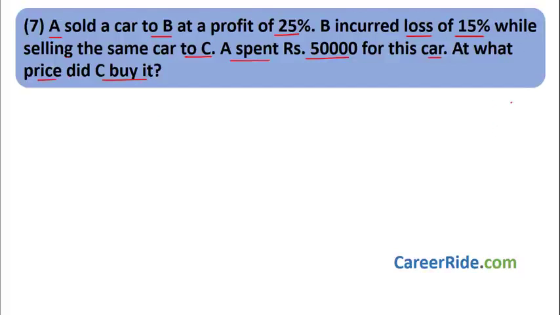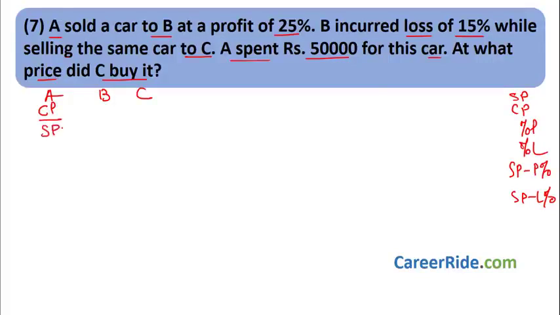Now we know the common terms which are used in profit and loss, that is selling price and cost price. Then we'll have the profit percent, profit, loss, and all that stuff. Okay, and we also know the formula for selling price when we have the profit percent, and selling price when we have the loss percentage. Now over here there are 3 people, A, B and C. A sold a car to B. A bought a car at some price, say cost price, okay, CP, then sold the car to B.